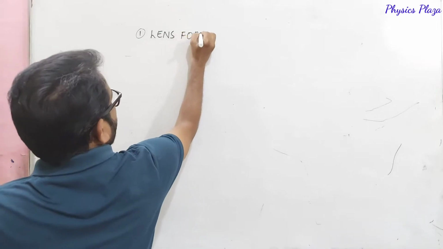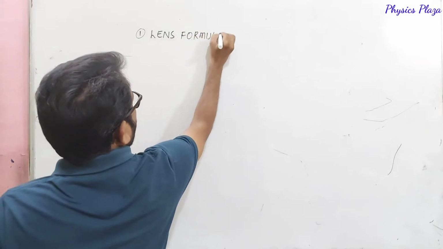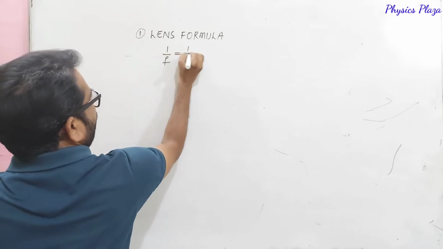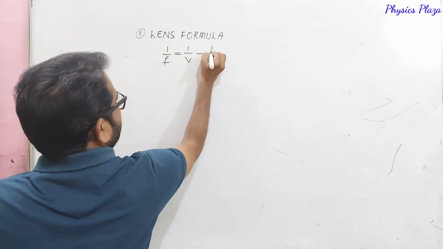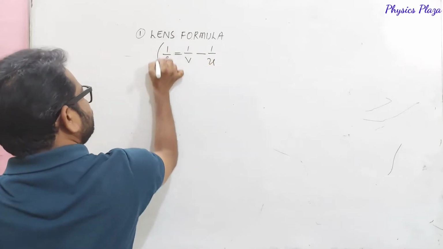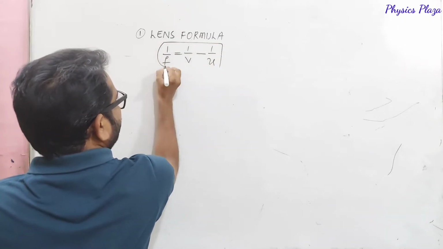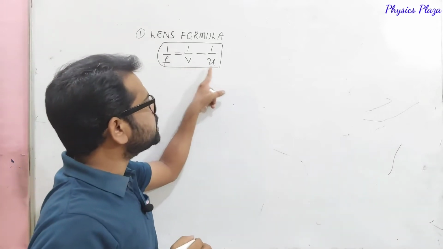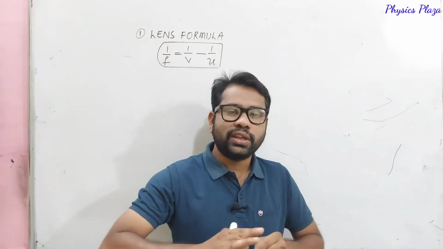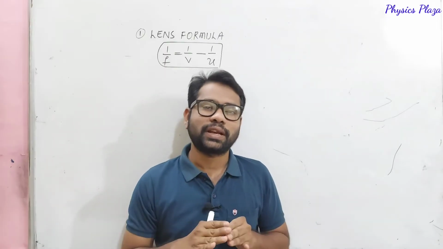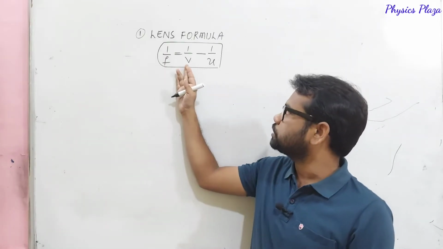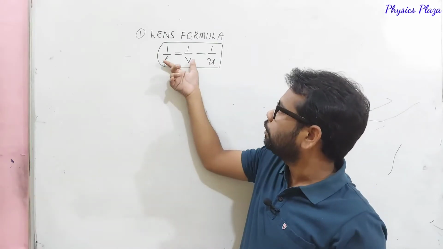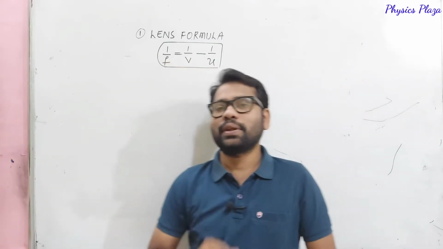The lens formula is 1 by f is equal to 1 by v minus 1 by u. Children, three terms are there: focal length, image distance and object distance. Out of these three, if any two quantities are given, then obviously the third one can be calculated.